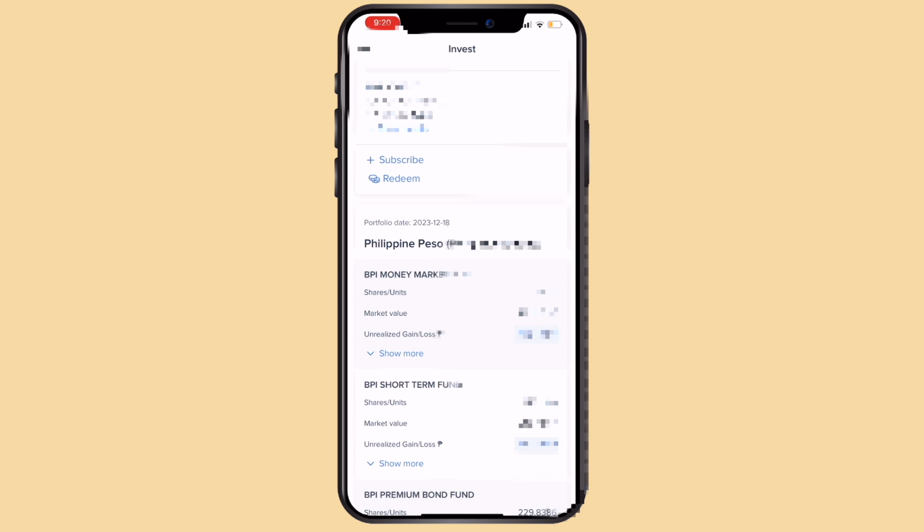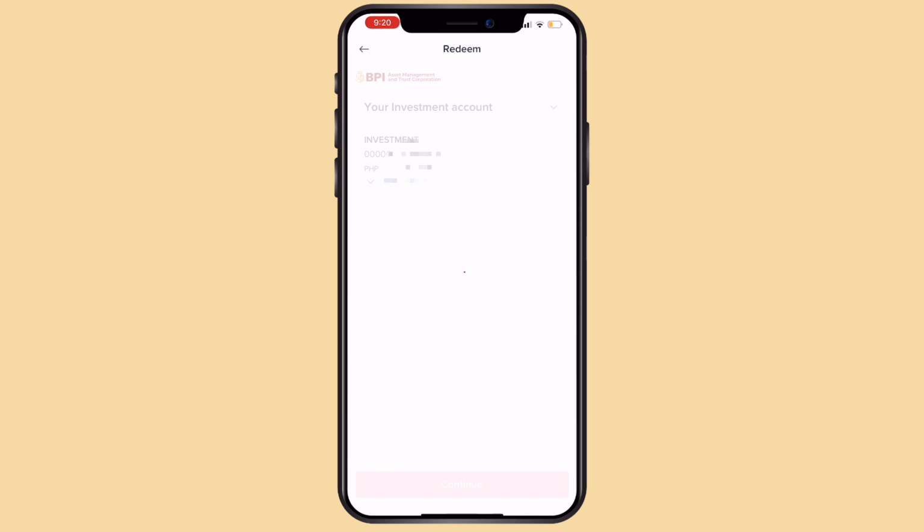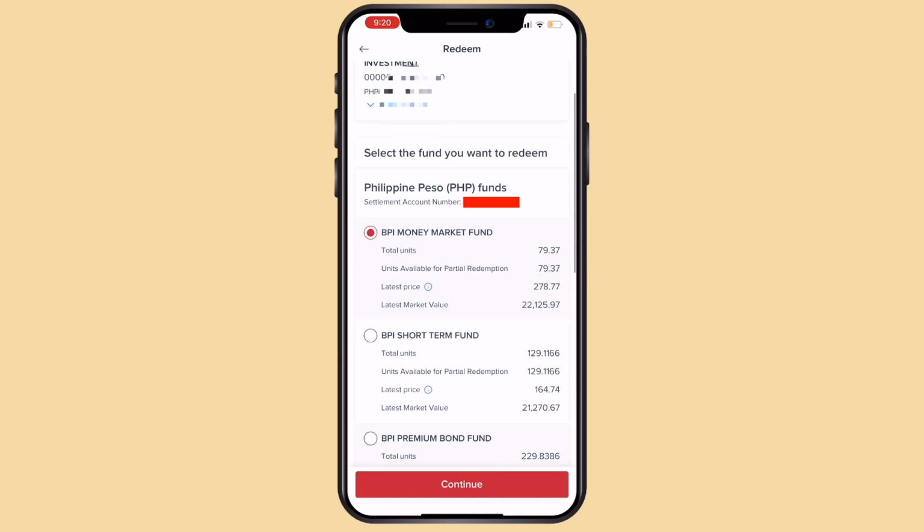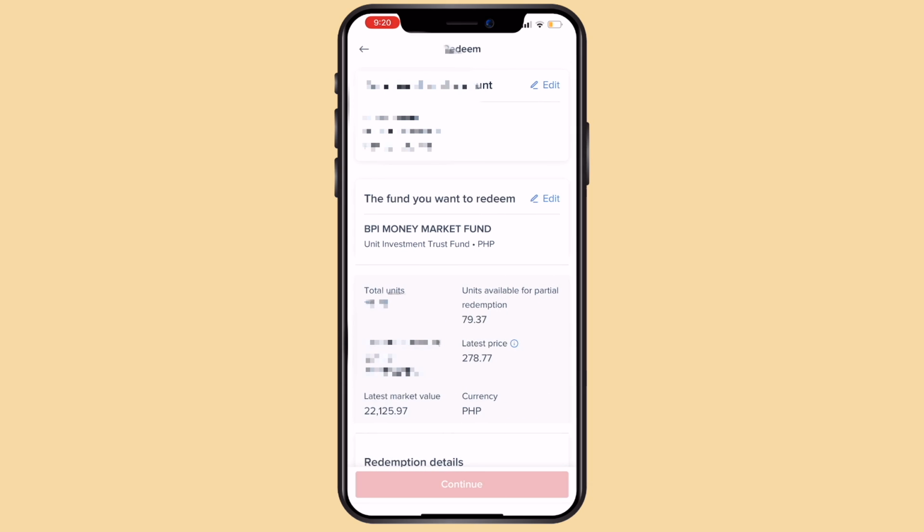So, click natin tong Redeem. And then, select the fund. Piliin natin si BPI Money Market Fund. Okay, then click Continue.